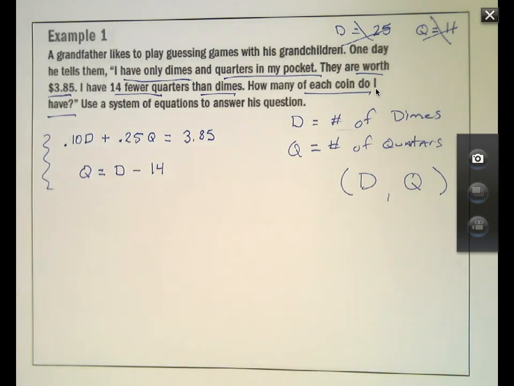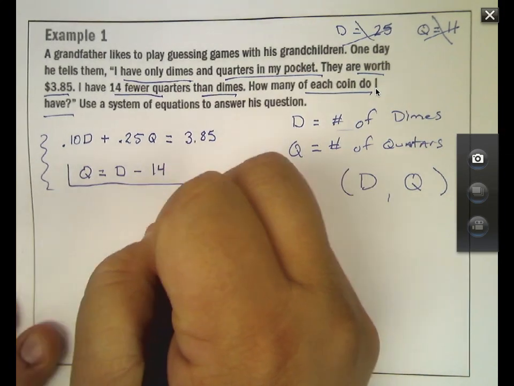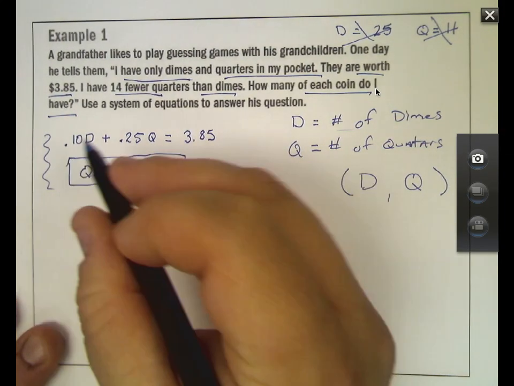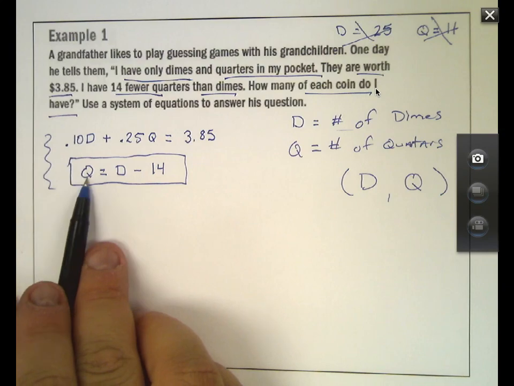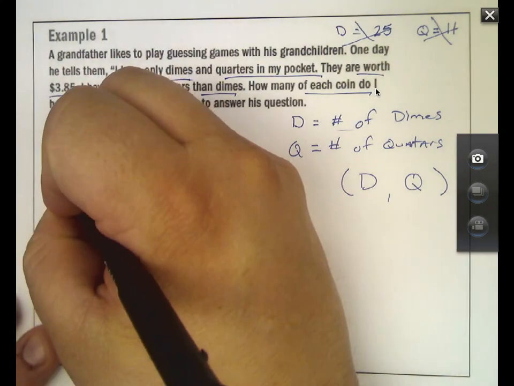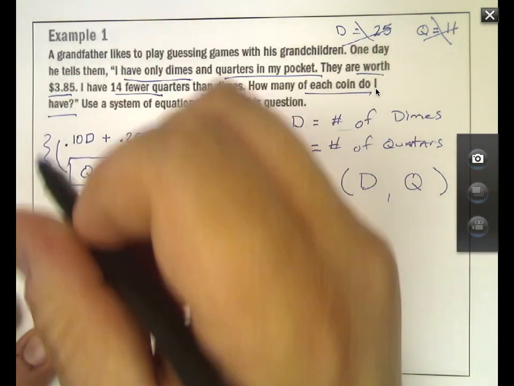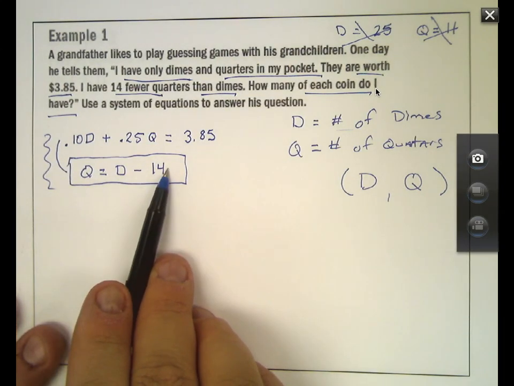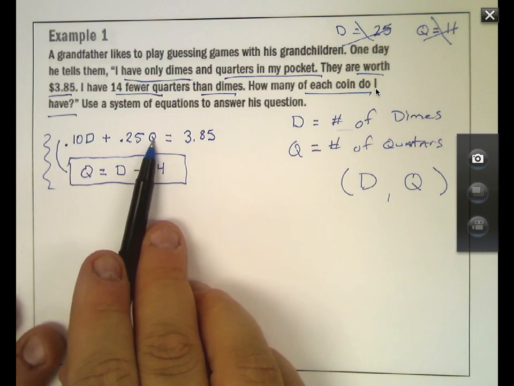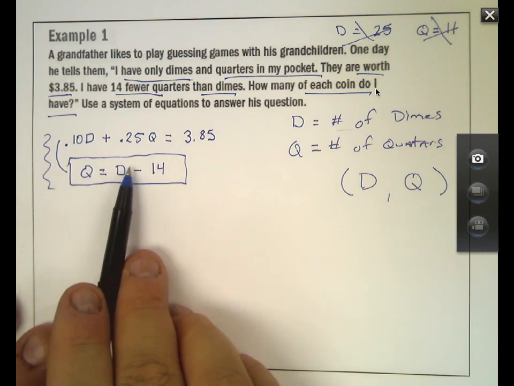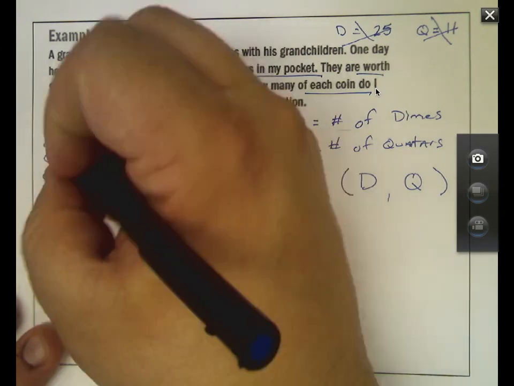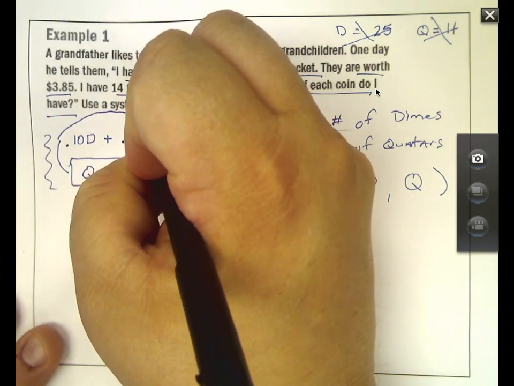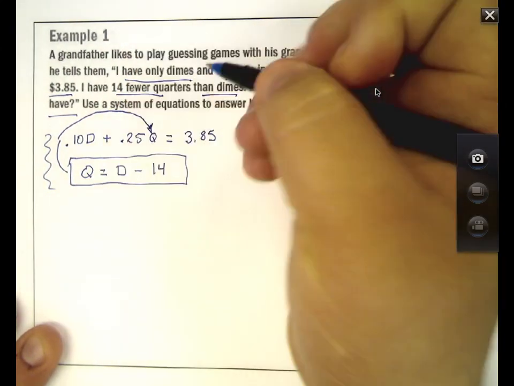Which equation is solved for one variable? I hope you are saying the second one. Yes, the second one is solved for one variable. So we're going to use this equation to put into the first equation. Now this says Q equals dimes minus 14. So wherever I see Q up here, I'm going to put in dimes minus 14.